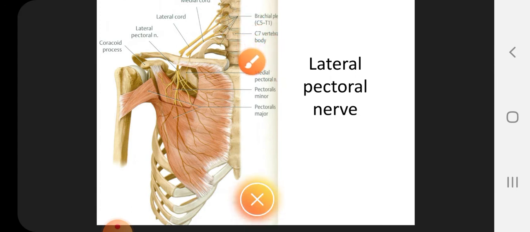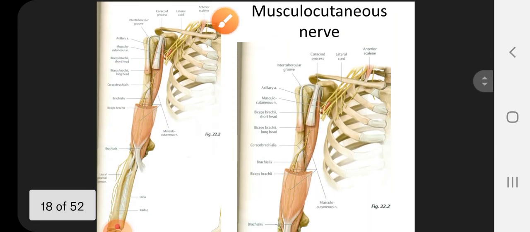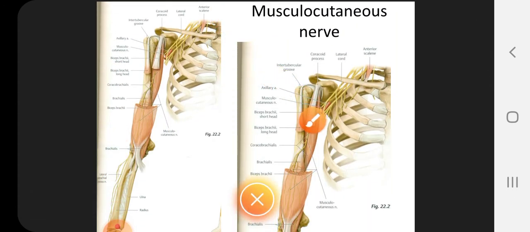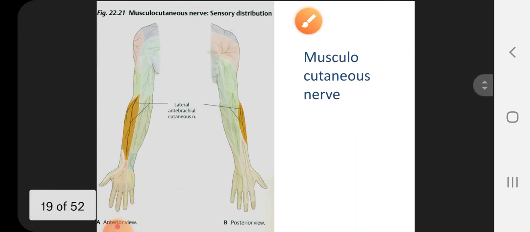In this diagram you can see the lateral pectoral nerve which goes and supplies the pectoralis major and minor muscle. Musculocutaneous nerve, you can see in this diagram. It supplies the front of arm, that is coracobrachialis, short head and long head of biceps, and brachialis. All the muscles of the anterior compartment of arm are supplied by musculocutaneous nerve.